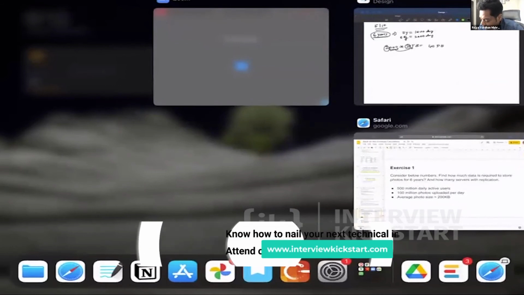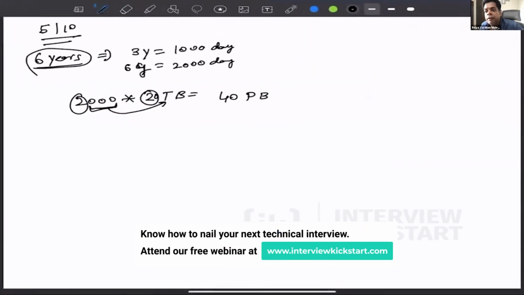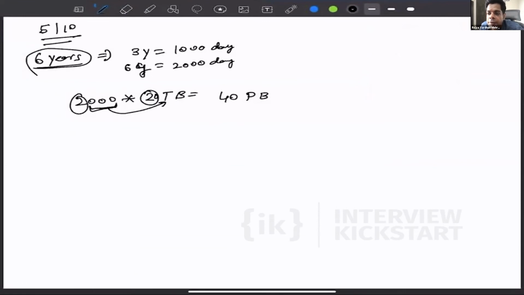I hope this calculation is clear. If it is not clear, then please raise your hand. Okay, Mithun, DAU is daily active users, that is, how many users come actively on the system daily. Daily users don't matter in this calculation, but in some other calculations they will. We'll see it in the next exercise.